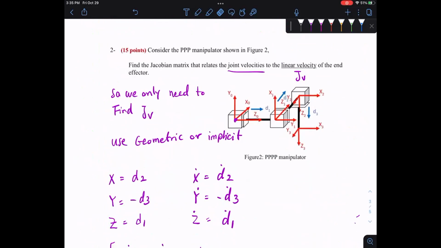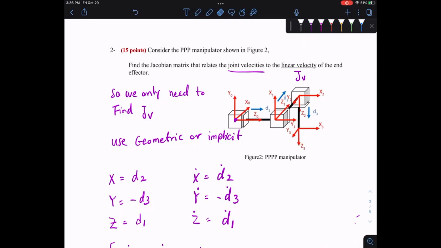Question 2 is going to be Jacobian. Read the question well, all right? You might see a slightly different question. For this one, it says consider a PPP manipulator. So this is Cartesian, right? Find the Jacobian matrix that relates the joint velocities to the linear velocity of the end effector. I'm specifically looking for the linear Jacobian, JV.